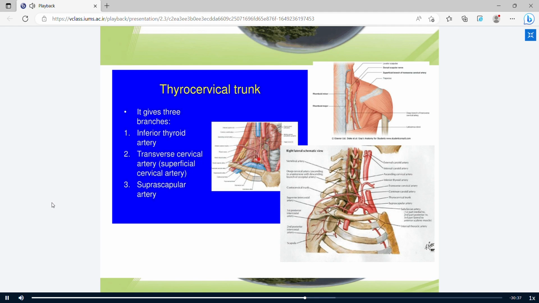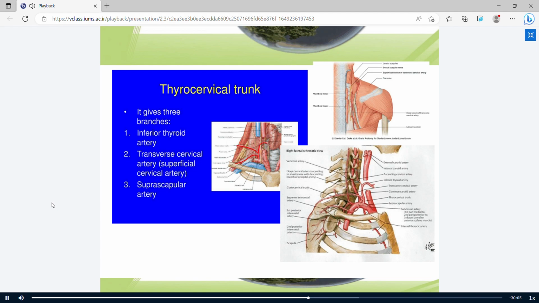The third branch from the first part of the subclavian is the thyrocervical trunk, here. The thyrocervical trunk is about 1 centimeter long and is immediately divided into 3 branches: inferior thyroid artery, transverse cervical artery, and suprascapular artery.